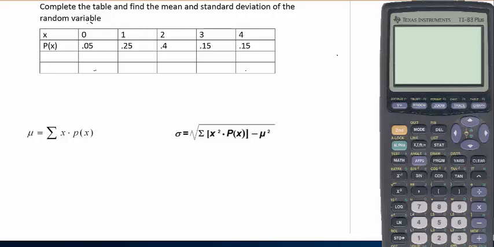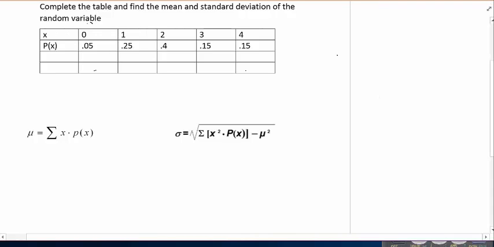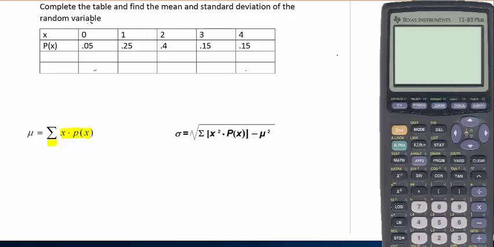We are going to find the mean and standard deviation by hand using a table, but we're not completely unassisted by a calculator. We are going to use the lists on the graphing calculator to help us out. So let's look at the formula for the mean. According to the formula, I need to take the x values and multiply them by their probabilities and then add those up. So I'm going to enter them into the graphing calculator.